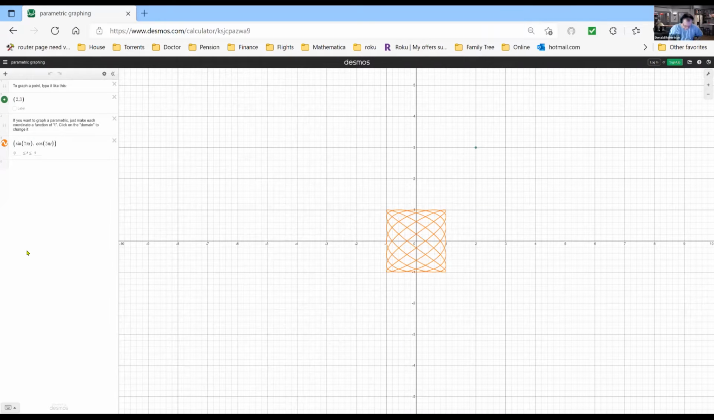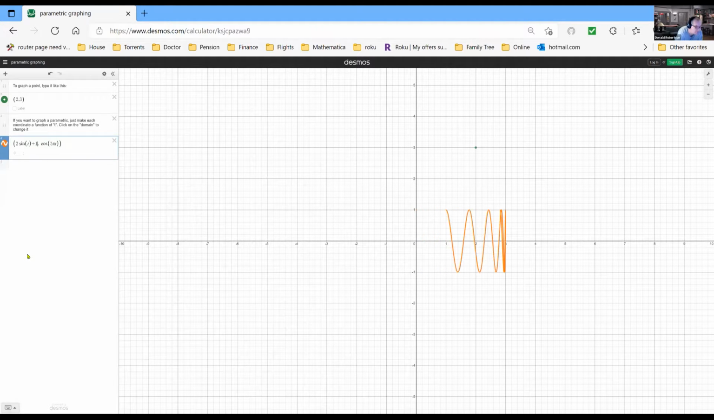So over here, I'm going to have 2 sine t plus 1. There's the t. There's a 2 sine t. There's a plus 1. And 2 cosine t is going to be the next fella.